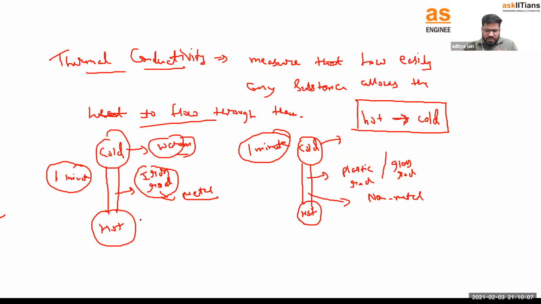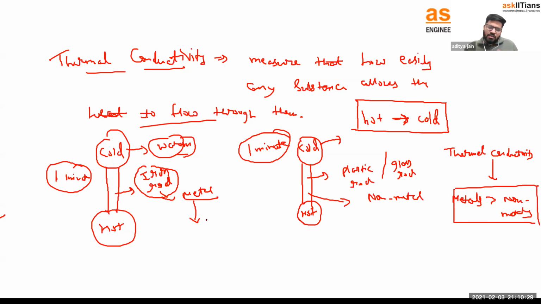Done. So what is the reason for thermal conductivity in metals? That metals have more thermal conductivity than non-metals. So if I write a relation, the thermal conductivity of metals is greater than non-metals. Okay, this is the relation for thermal conductivity. Now we are watching what is the reason for that.